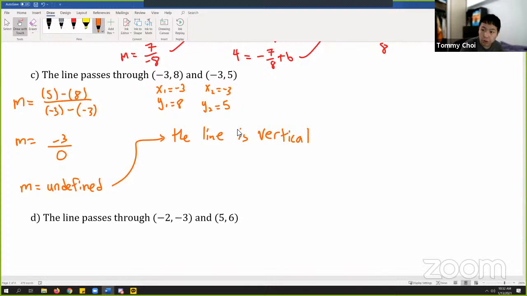Now, what you do for the equation, if it's a vertical line, it's x equals a number. So you look at the 2 points and which value is the same? The x value is the same. What's the same value? It's x equals negative 3. That's the equation of the line. Done.